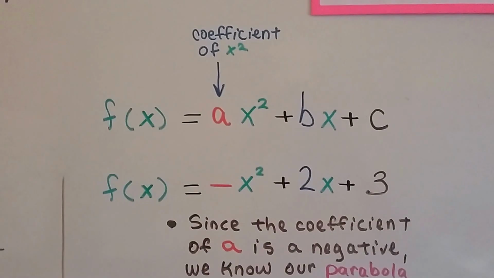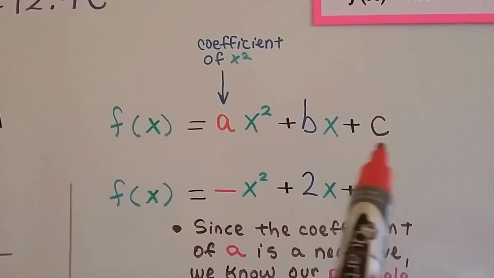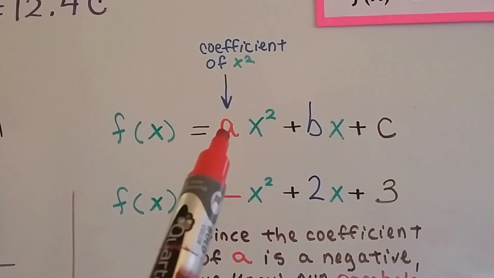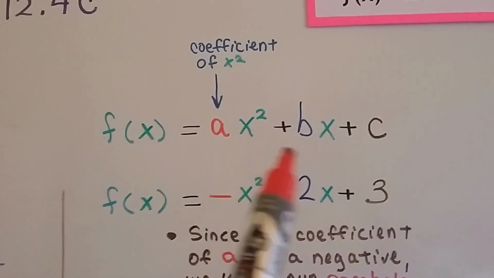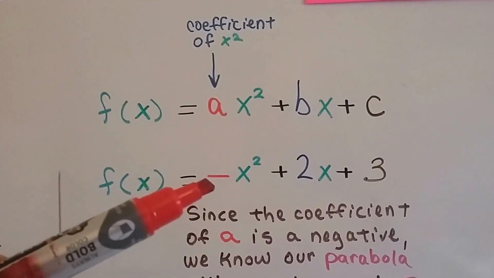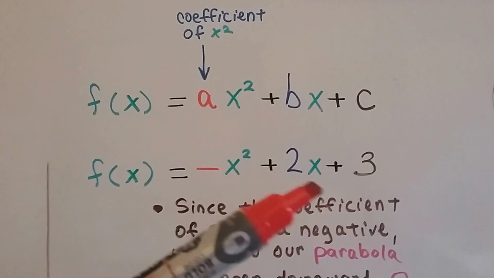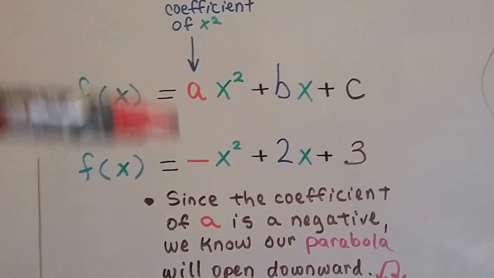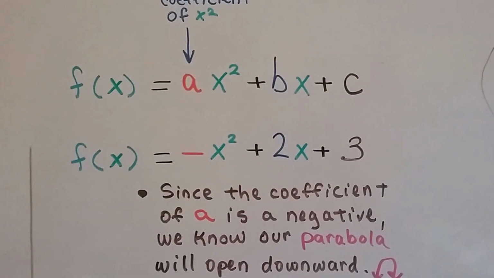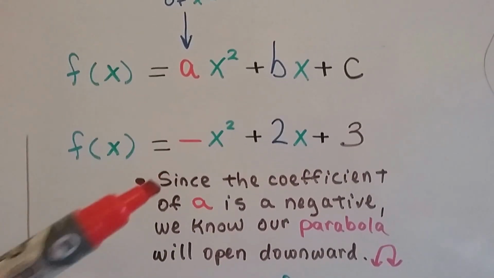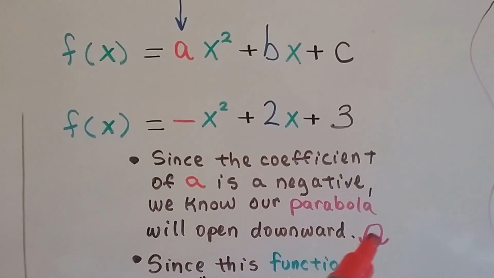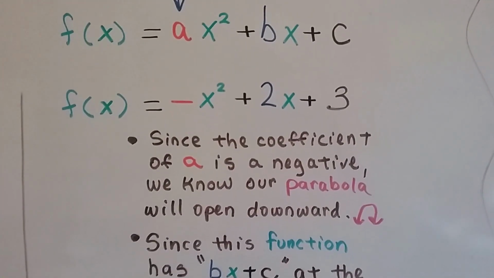Here we've got an example of a quadratic function, and we've got it color coded. A is red, b is blue, and we're making the x green. So here's our function: negative x squared plus 2x plus 3. Now you can see what represents what, can't you? This is the coefficient for x squared, and we have a negative here. Since that coefficient a is negative, we know our parabola is going to open downward, don't we? We learned that in the last couple of videos.